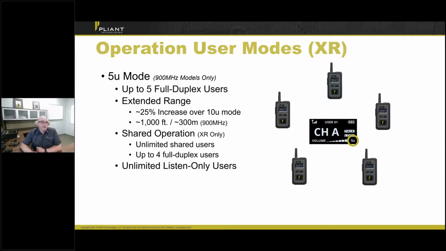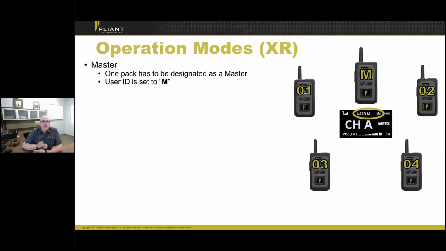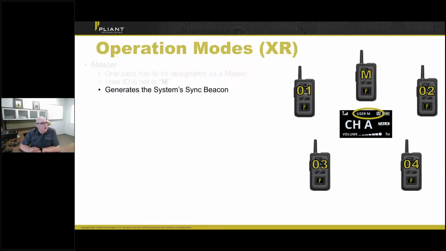So let's talk a little bit about those modes of operation, the master and the shared and so forth. As we've been kind of hammering home, as we mentioned, there's no base station with the system. One system, or one pack rather, has to be set up as a master. You go into the menu, and with XR, you set that user as an M, and that makes that particular pack the master pack. If you're using MicroCom M, actually you set that user as 00. It's the same thing, just a little different designation. We tried to keep everything alphanumeric on the XR because of the display.